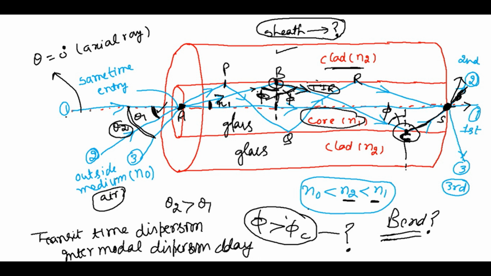So if somebody asks you what is the definition of transit time dispersion, you can give the answer that it is the process in which rays entering the optical fiber at different angles take different time to travel a given length of the optical fiber.